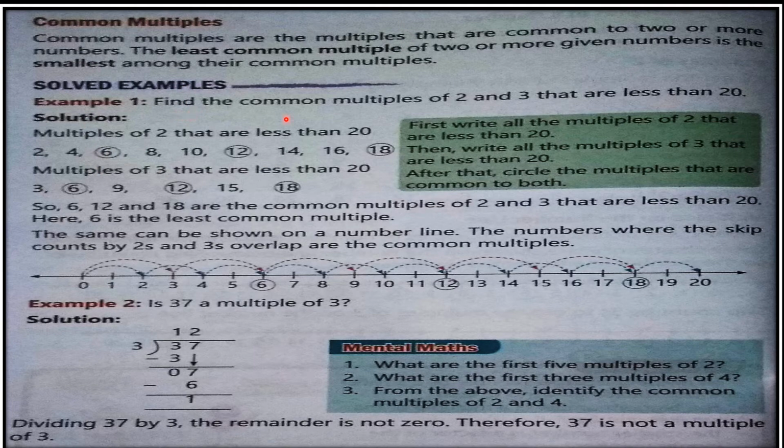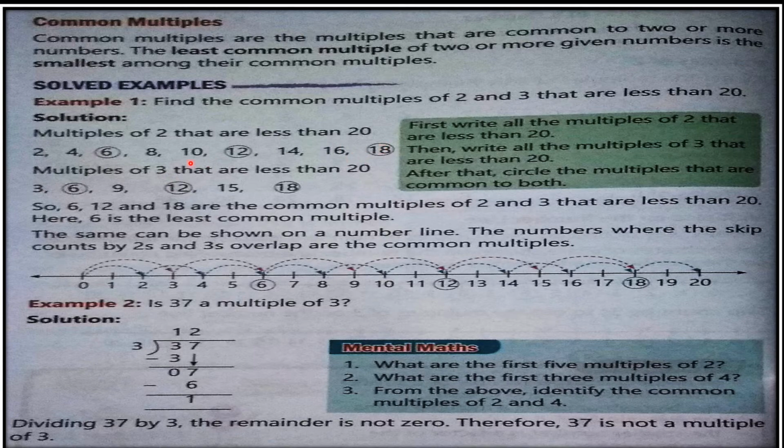See here, find the common multiples of 2 and 3 that are less than 20. First we will write the multiples of 2 which are less than 20. So 2, 4, 6, 8, 10, 12, 14, 16, and 18.